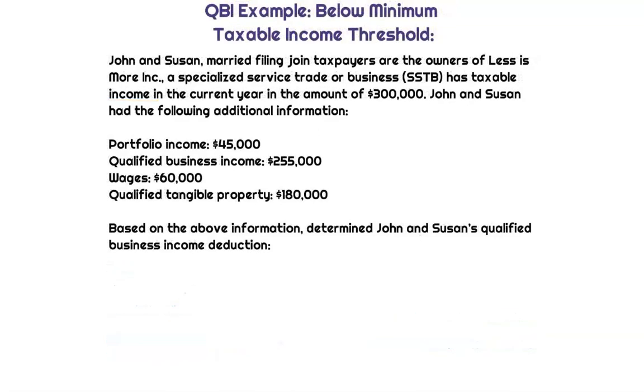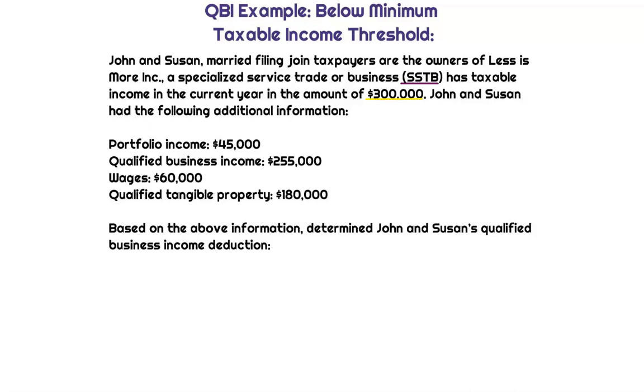Okay, so taking a look at this quick example, John and Susan are married filing jointly, and they are the owners of Less is More Inc. Maybe John got married. But now this is going to be considered a specialized service trader business. This is an SSTB. And their taxable income for the current year was $300,000. They had portfolio income of $45,000, qualified business income of $280,000, wages of $60,000, and qualified tangible property of $180,000. So let's determine the QBI deduction.